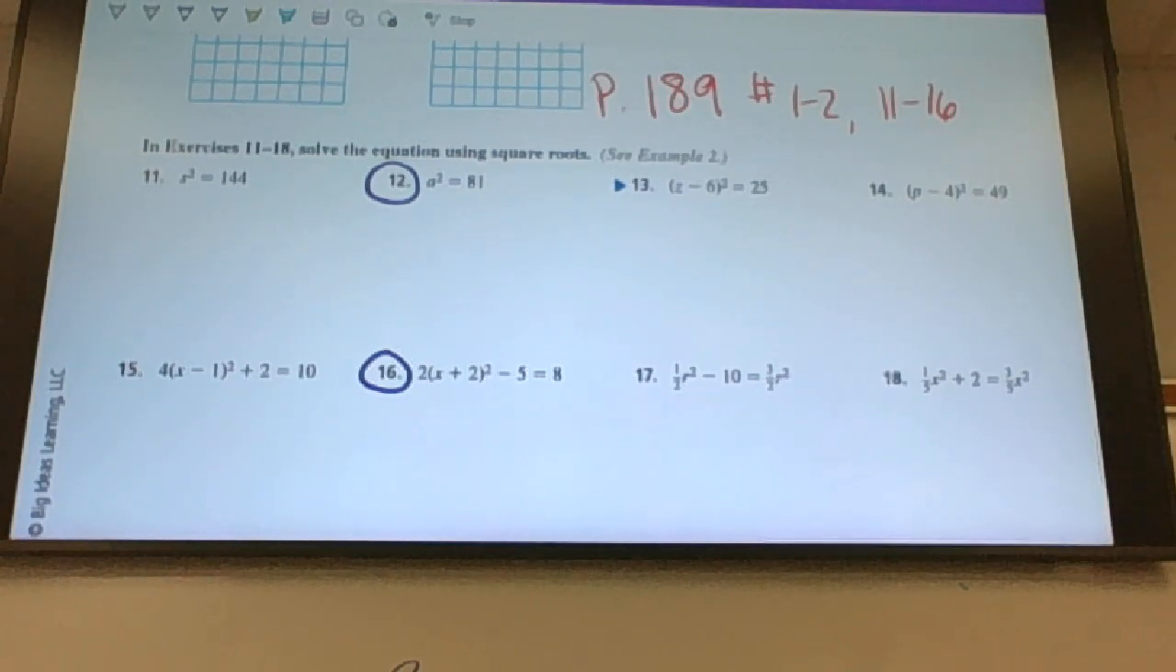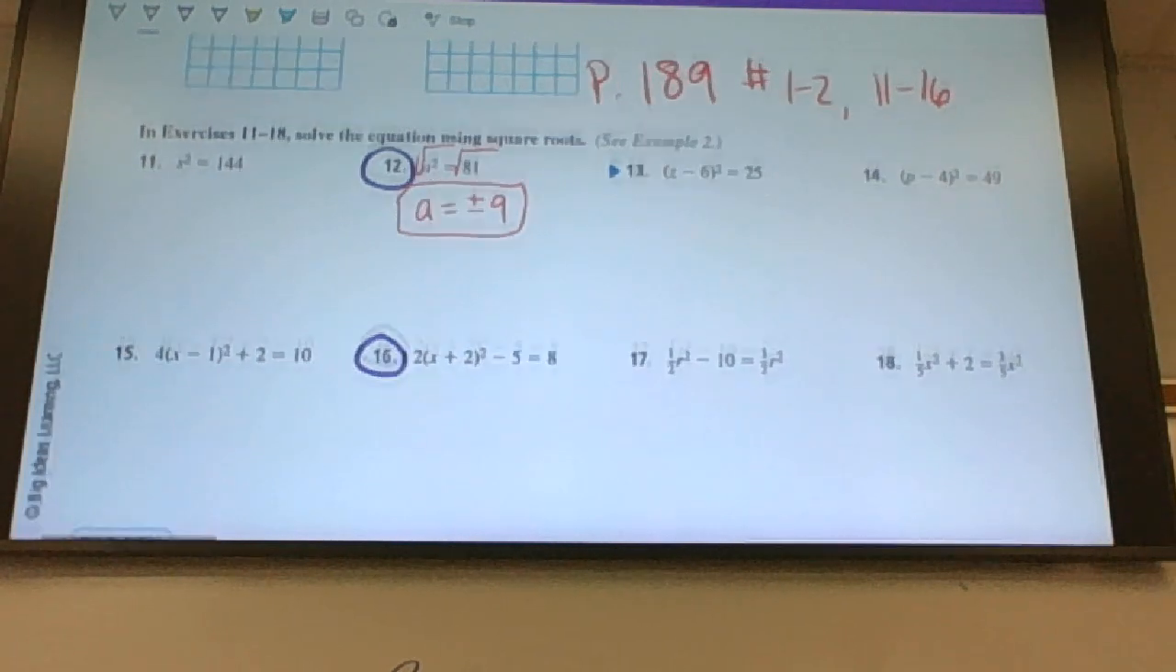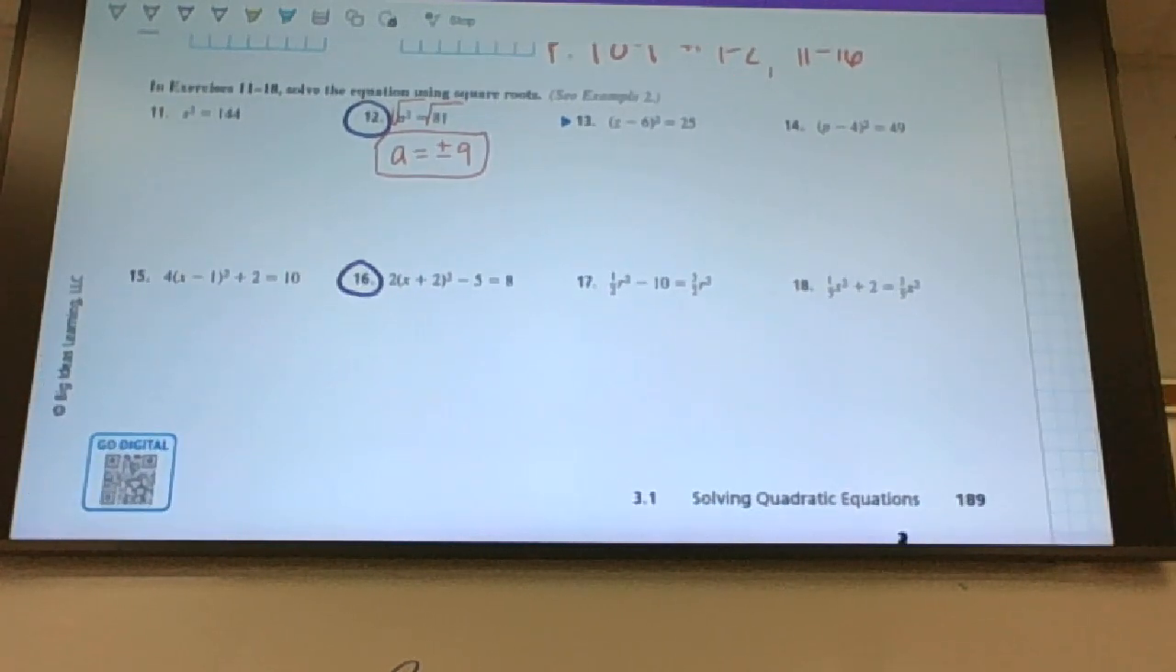Okay, number 12 is a problem you've done before. A is plus or minus 9. Please don't just write 9. Actually, I'm going to add 5 first. Okay, and then divide. Yes, don't distribute. And don't square. Alright, I'm jumping to 16.